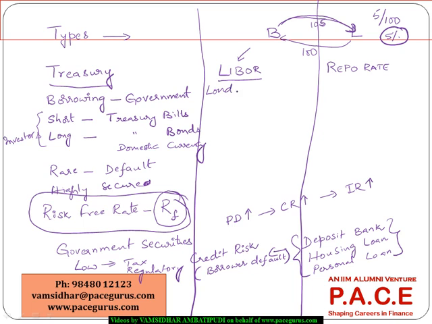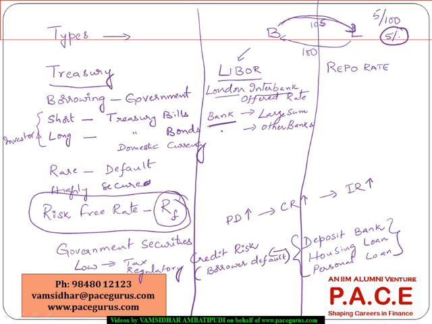Libor typically stands for London Interbank Offered Rate. The sentence itself is clear, the acronym is clear. London Interbank Offered Rate. This is the rate at which one bank is prepared to deposit its money, generally a large sum of money, with other banks. So what is the kind of interest rate which a bank is expecting if it really wants to deposit its money with the other banks?